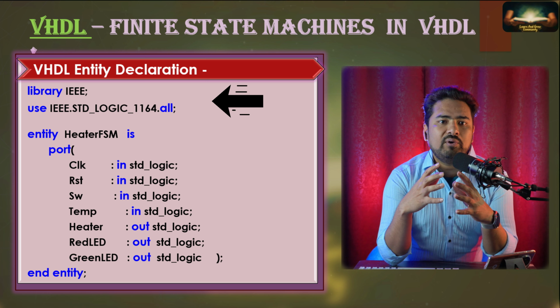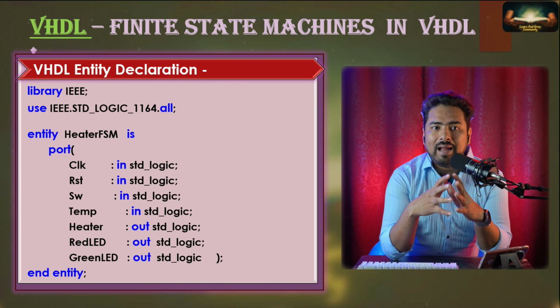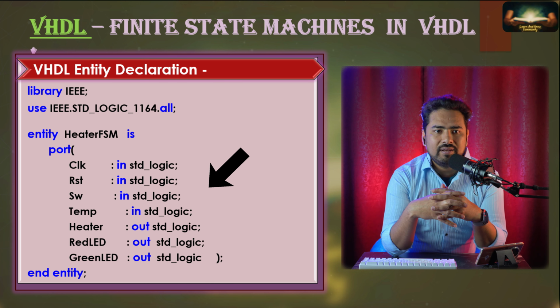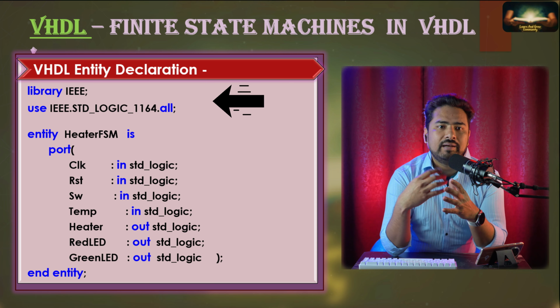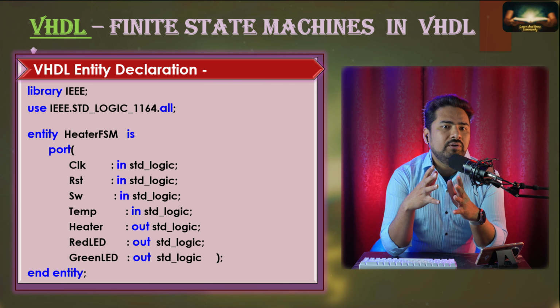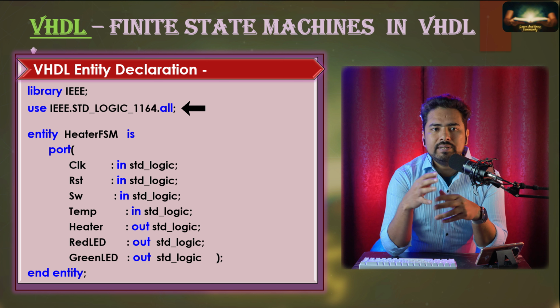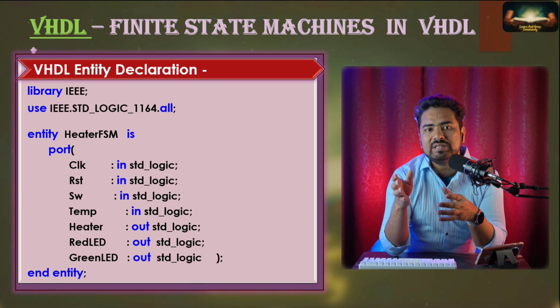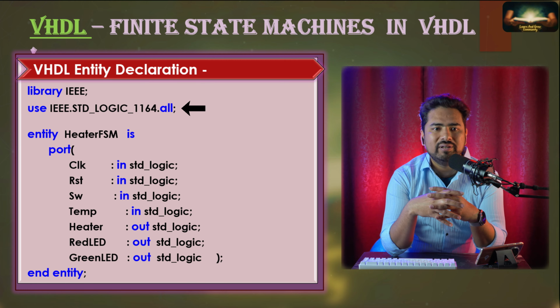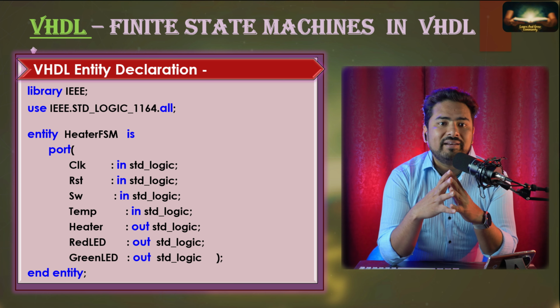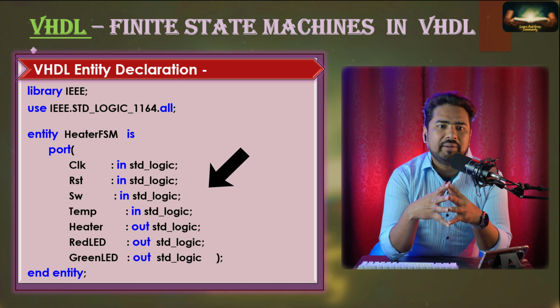So this is our library declaration section and entity declaration section. Let's start by declaring the libraries and packages. So they are: library IEEE; use IEEE.std_logic_1164.all; Now declare the entity section. So this is our entity.